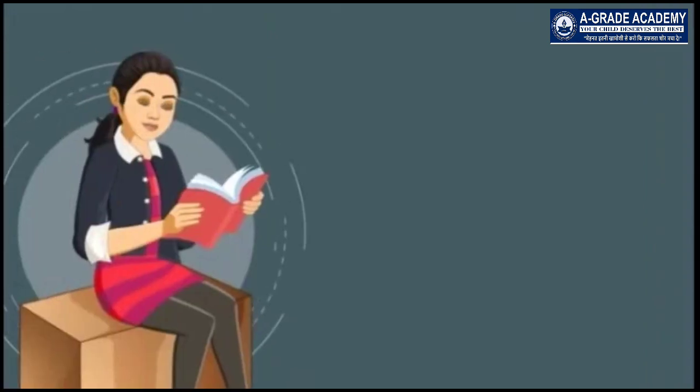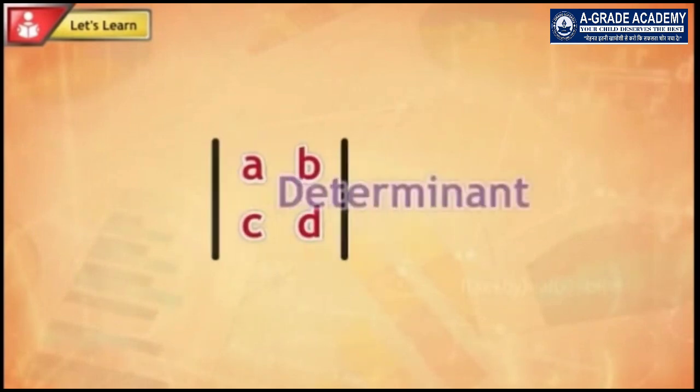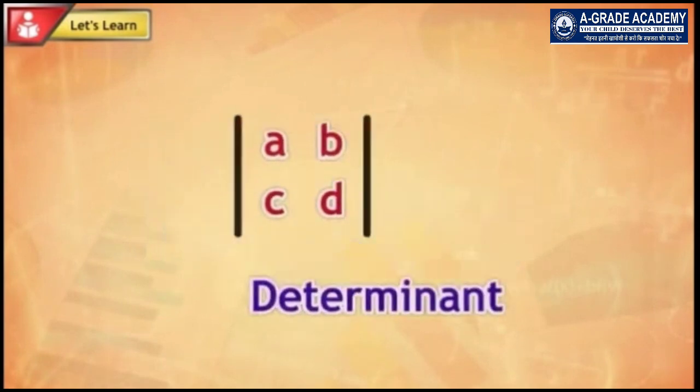Determinant. Let's learn. Vertical line A, B, C, D, vertical line, is a determinant.